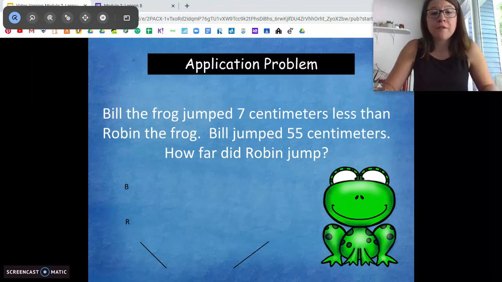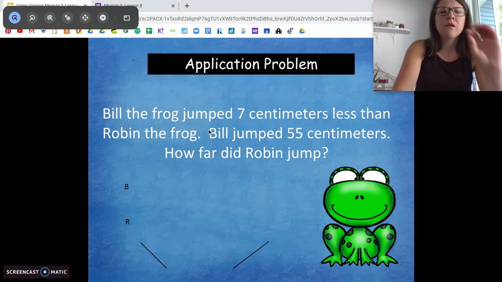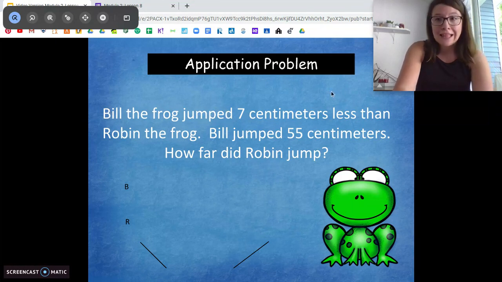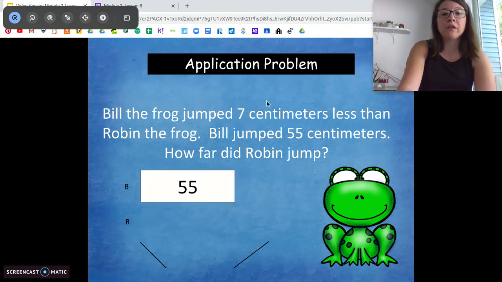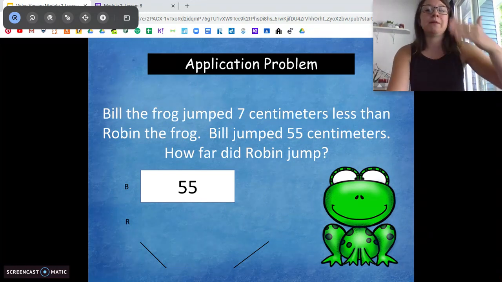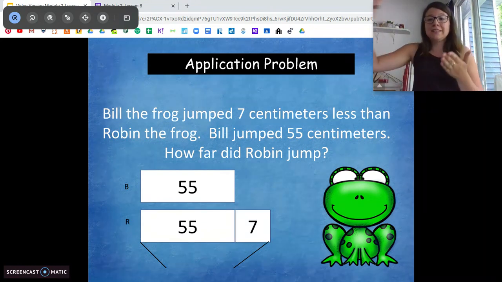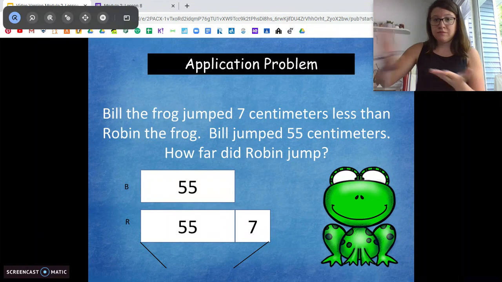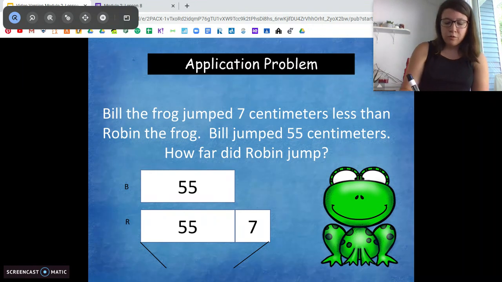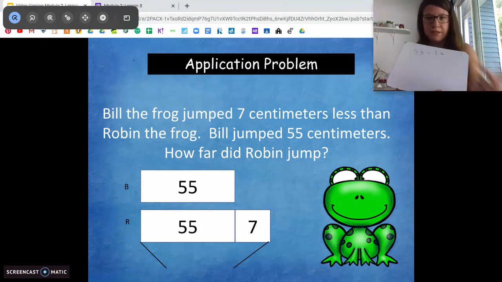Good. Robin jumped farther. In this first sentence right here, it says Bill the frog jumped 7 centimeters less than Robin. Less means fewer, less means smaller. So Bill jumped 7 centimeters less than Robin, which means Robin jumped 7 centimeters more than Bill. So we're going to add 7 onto Bill's length. So I want you to solve for 55 plus 7. If I were you, I would decompose the 7. Pause and solve that now.